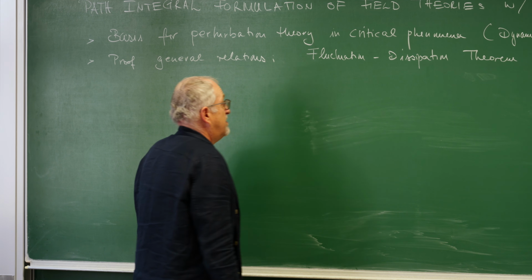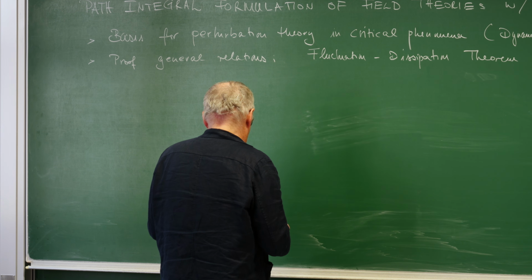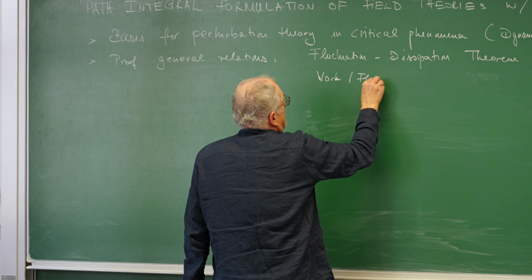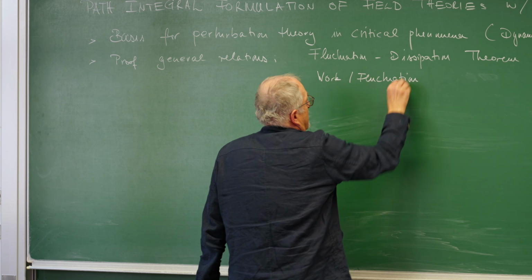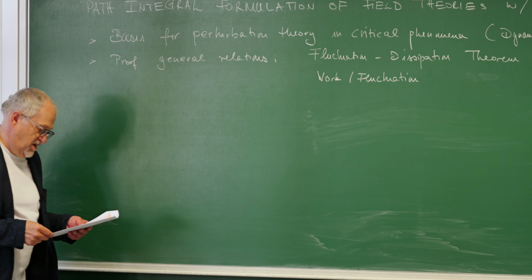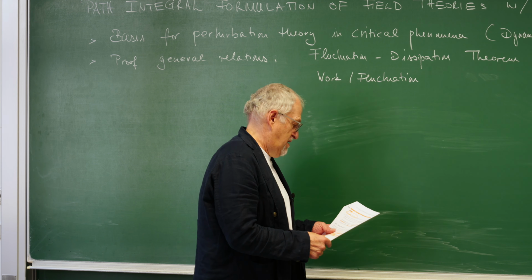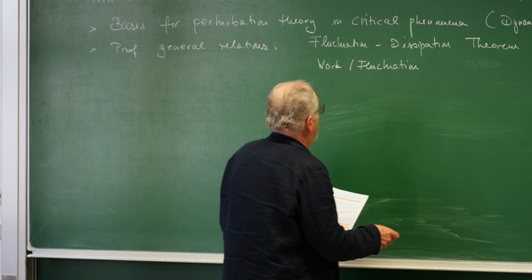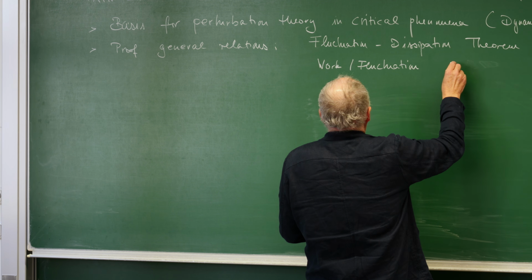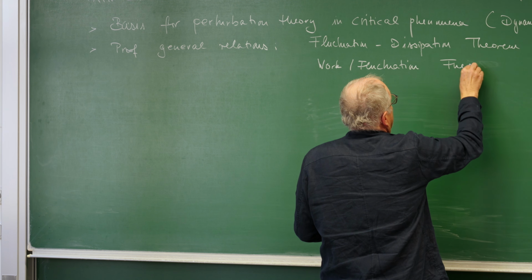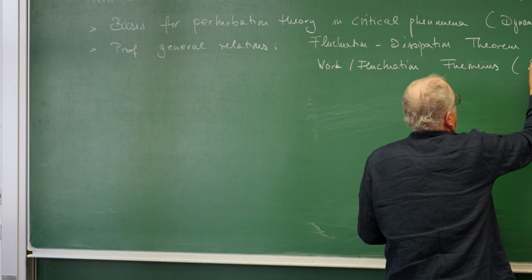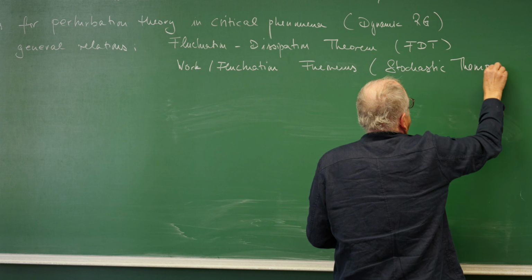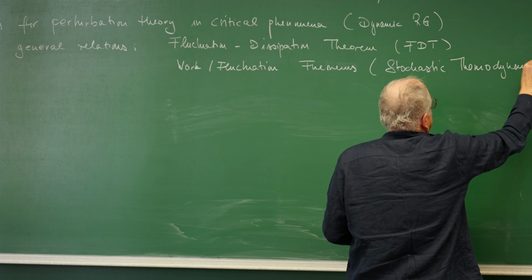And another one is what's called work theorems or fluctuation theorems. This is a more recent development which started with the work of Jarzynski and Gavin Crooks. And Udo Seifert has quite beautiful review articles on this and also a lot of really fascinating work. So work or fluctuation theorems, and that goes under the name of stochastic thermodynamics. Okay.